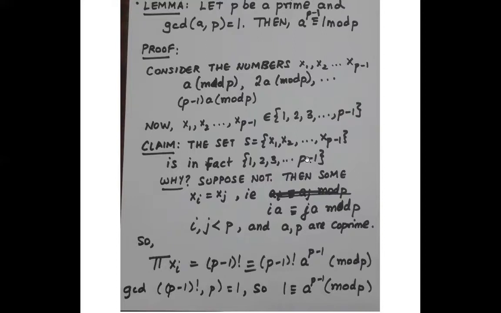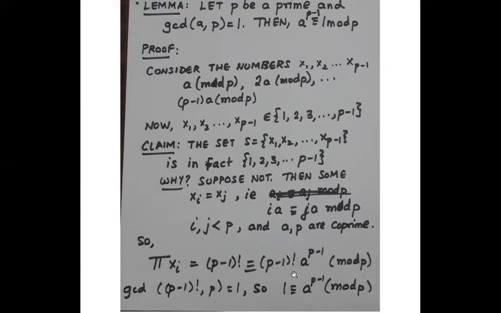Having established that, you can just take the product of these two sets. You multiply all of these numbers, and you get p minus 1 factorial. You multiply the other way of representing all of them, x1 to x_{p-1}, which is p minus 1 factorial times a to the power p minus 1, mod p.